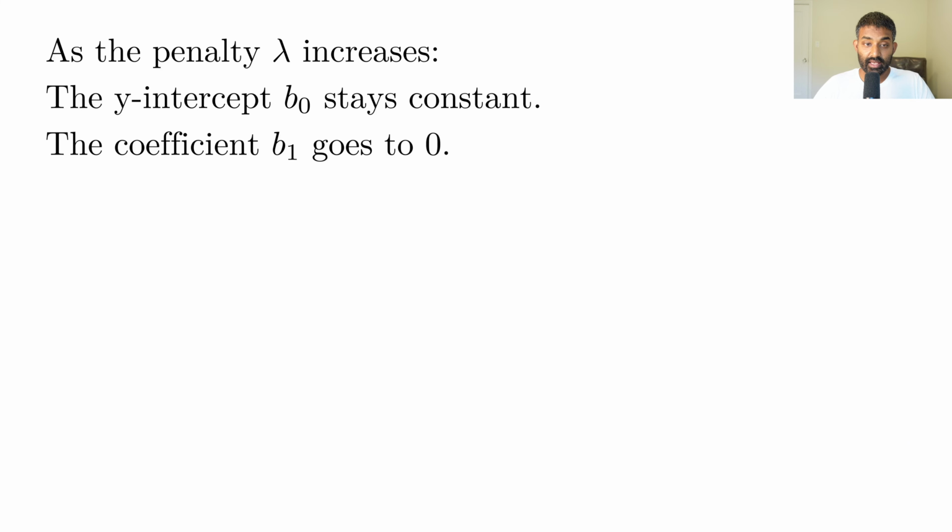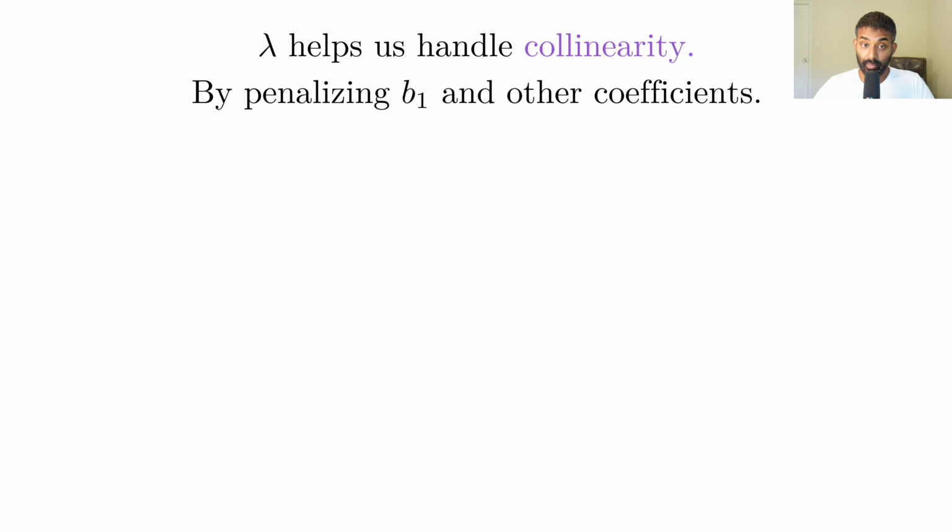What we can say is that as the penalty lambda increases, the y-intercept stays constant, and the coefficient b1 goes to 0. Now let's talk about why we want that and why it's useful. So lambda helps us handle something called collinearity by penalizing b1 and other coefficients. Now let's talk a little bit about collinearity and just set up some of the intuition around ridge regression.